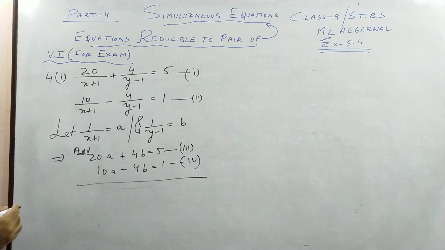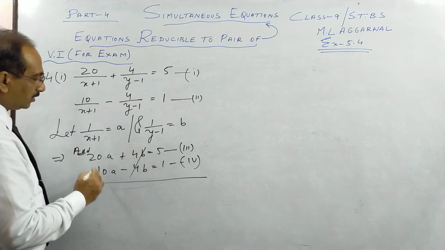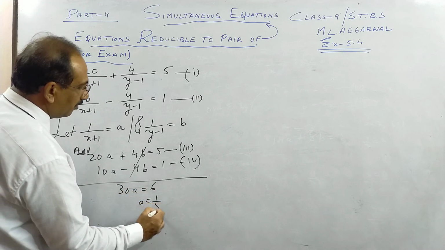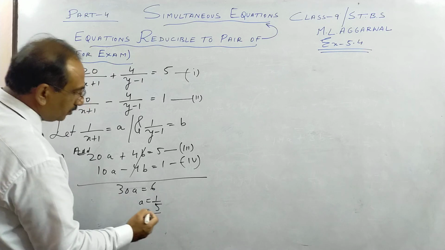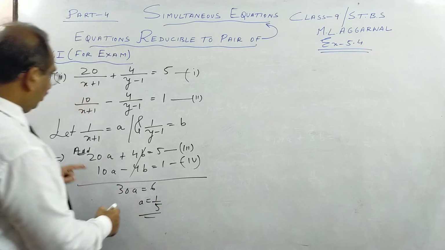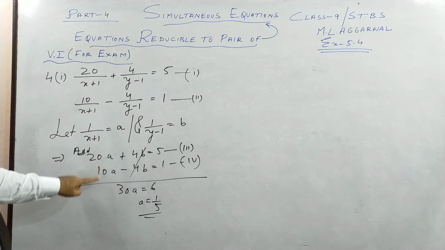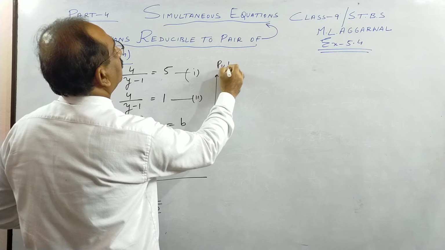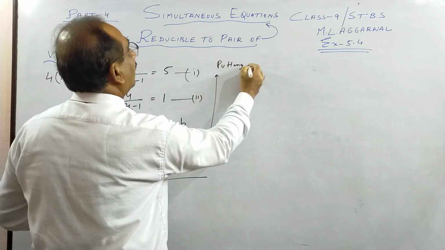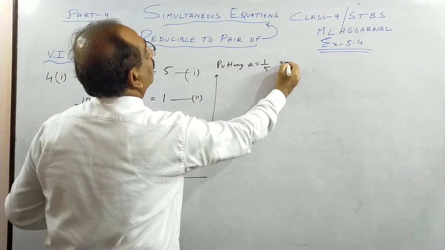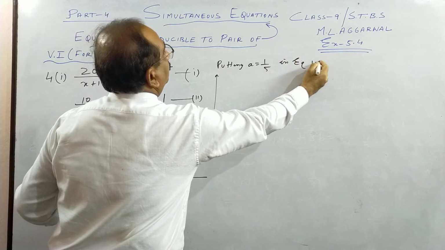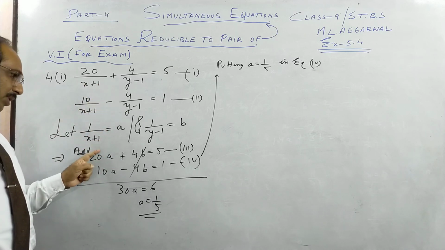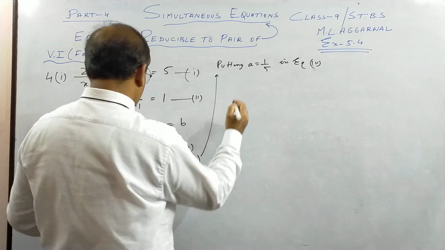So the b terms will cancel. We get 30a is equal to 6, so a is 6 by 30, which is 1 by 5. Now where will I substitute to find B? From these two equations, we got equation 4 as the smaller one. So put a is equal to 1 by 5 in equation 4. Don't put it in 1 and 2 because B is not there. You have to put it in either 3 or 4.